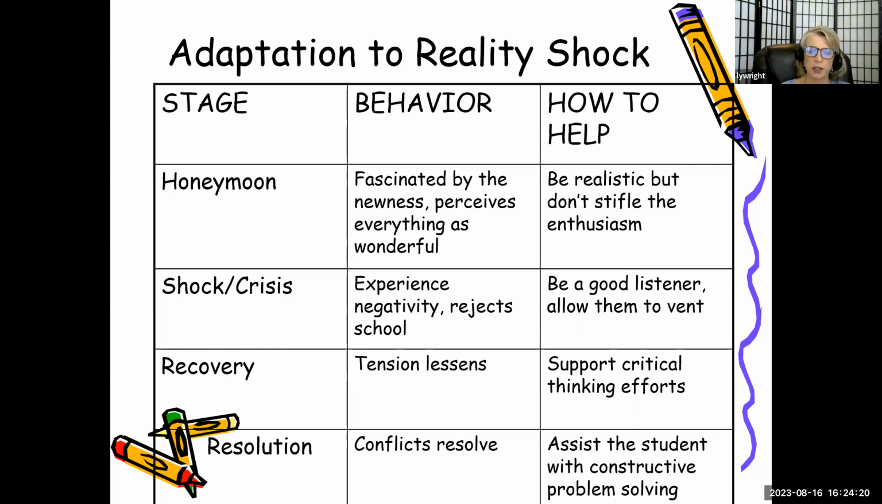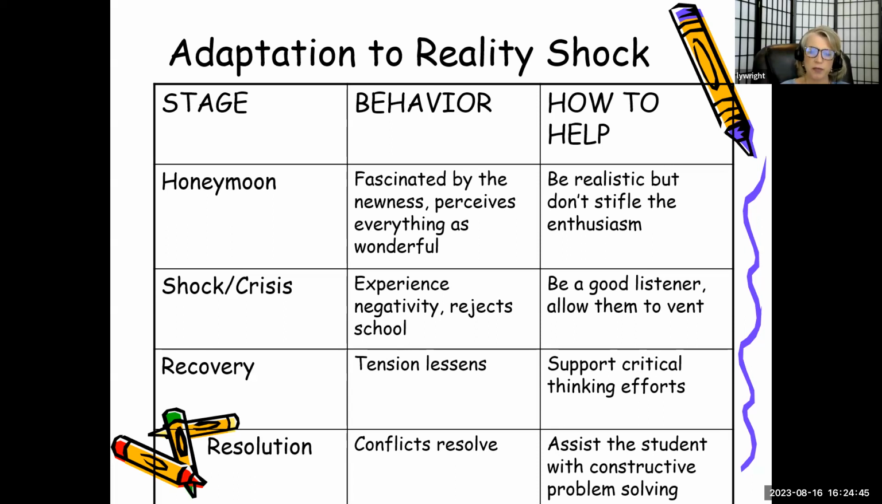Then they may often go into this shock or crisis where they feel the negative: well, why didn't they tell me this in the classroom? I don't understand why this is like this. So this, as a preceptor, is an opportunity for us to be a good listener and allow them to vent about their experience and process it with them.